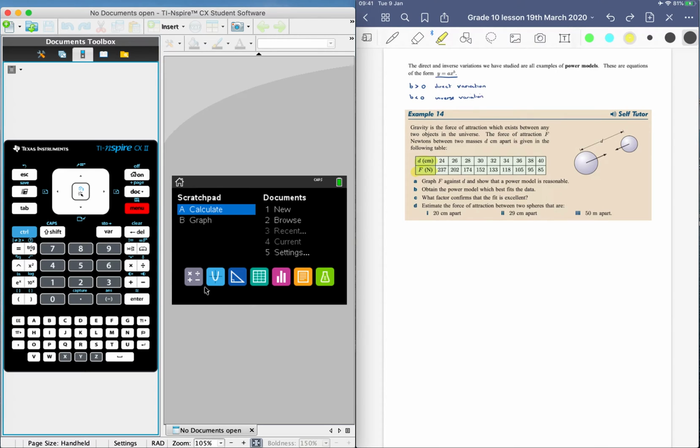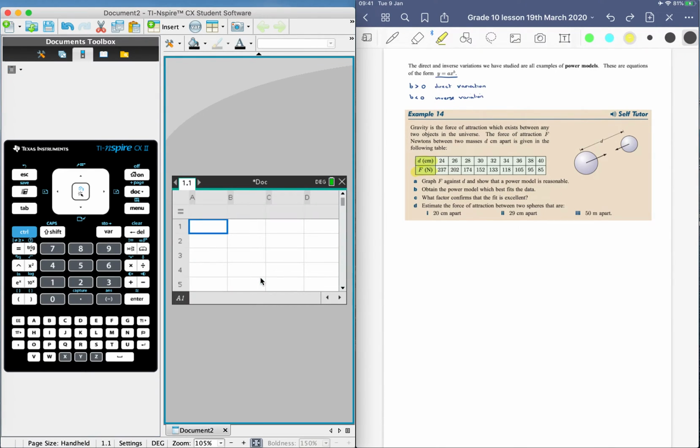So we're going to have a new document and we're going to put in a spreadsheet. Always worth labeling what we're dealing with. And D is a measure of the distance. And then we've got force is our newtons. So if I go through this, 24, 26, 28, 30, 32. Oh, this is going up there, nice. Oh, I've got that wrong. 36, 38, and finally 40.